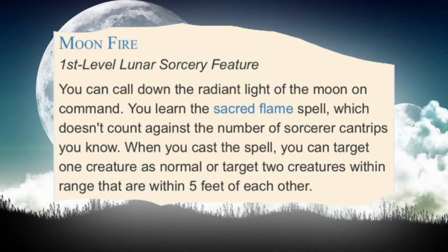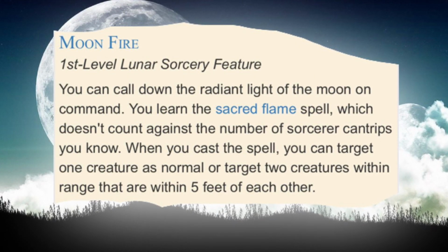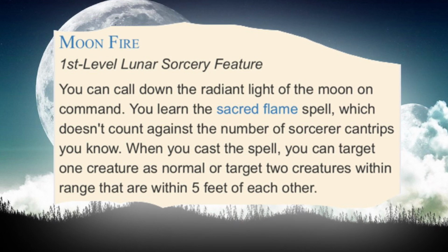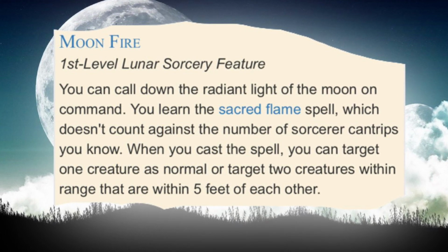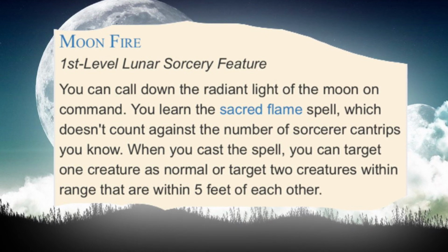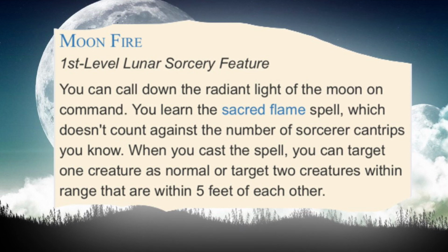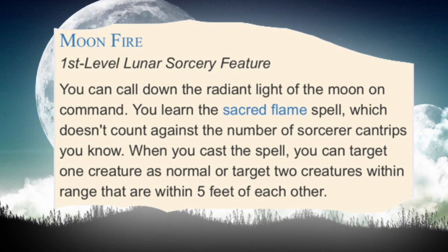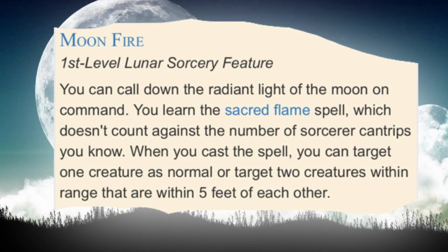The second ability you gain at first level is Moonfire. You can call down the radiant light of the moon on command. You learn the Sacred Flame spell, which doesn't count against the number of sorcerer cantrips you know. When you cast a spell, you can target one creature as normal, or two creatures within range that are within 5 feet of each other.